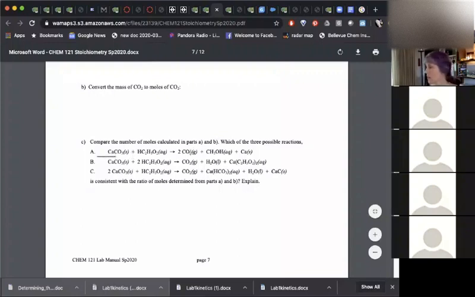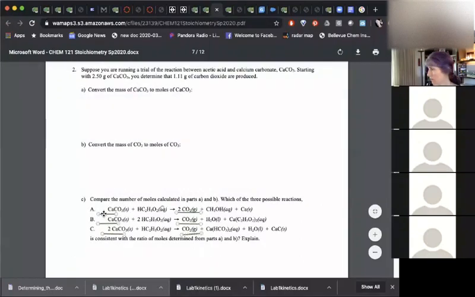Is it 1 to 2? Is it 1 to 1? Or is it 2 to 1? Which reaction governs this process based on these masses that were collected here? Okay, so you should be able to go into WAMAP and click on the pre-lab assignment and answer these questions. So go ahead and work on that pre-lab, and if you have questions, let me know. You do get to submit it multiple times, so let me know if you need help.